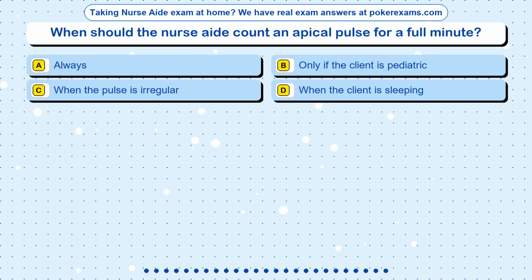Question 24. When should the nurse aide count an apical pulse for a full minute? Option A, always. Option B, only if the client is pediatric. Option C, when the pulse is irregular. Option D, when the client is sleeping.